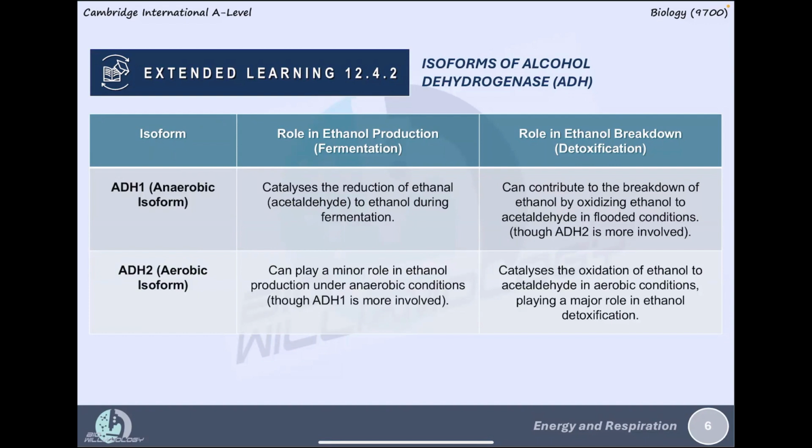So generally in the rice plant, there are two isoforms of ADH. ADH1 forms ethanol, and at the same time we have ADH2, which breaks down ethanol. By doing so, we allow the regeneration of NAD, and at the same time, the concentration of ethanol is not toxic enough to kill the root cells.